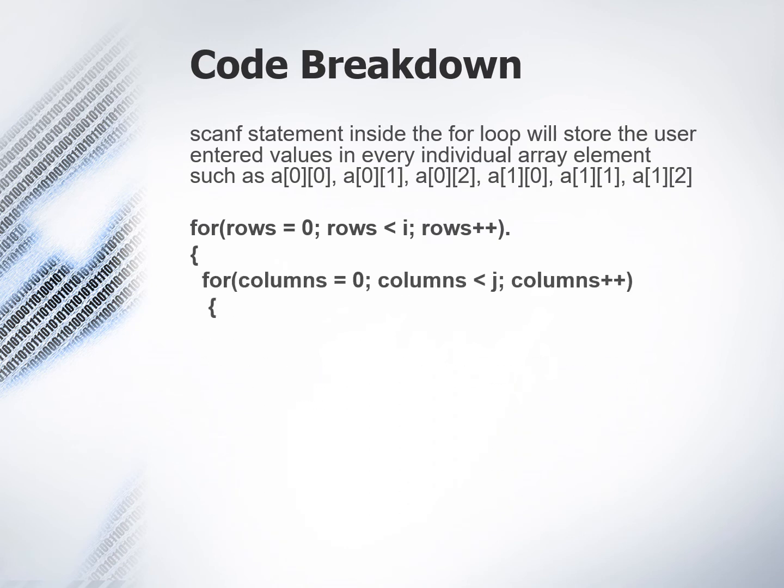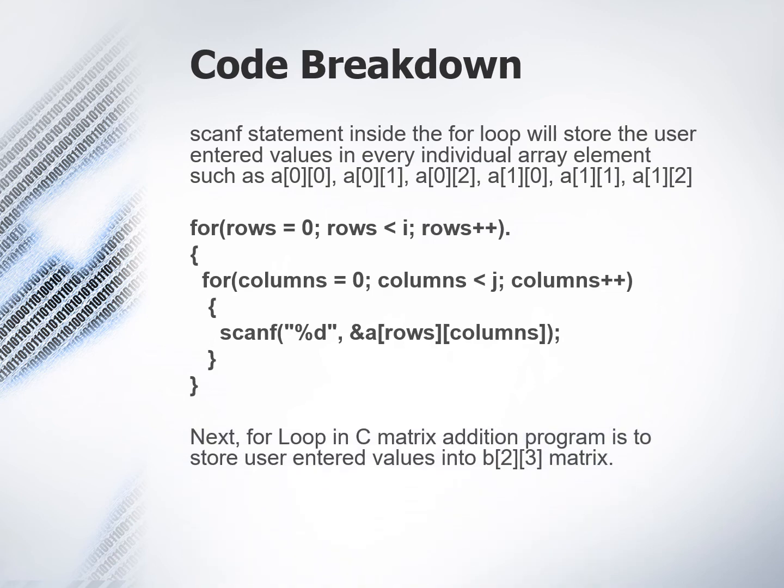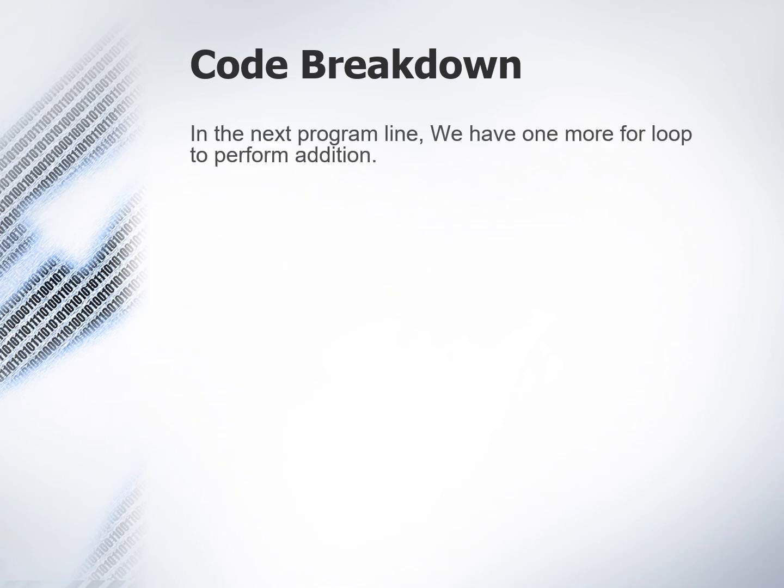So here's the nested for loop that contains rows and columns as loop variables, and the scanf statement with %d and A[rows][columns]. Now the next for loop in the matrix addition program is to store the user-entered values in, say, a 2 by 3 matrix B.